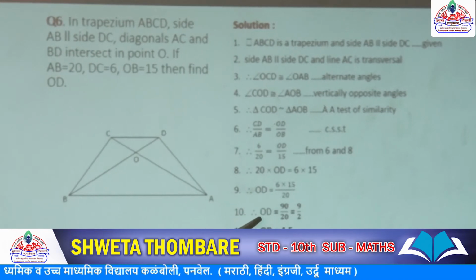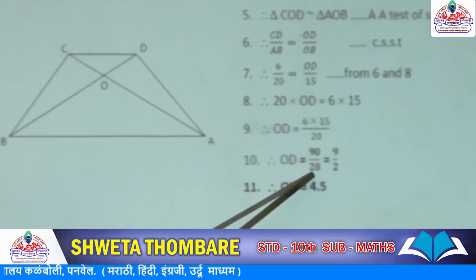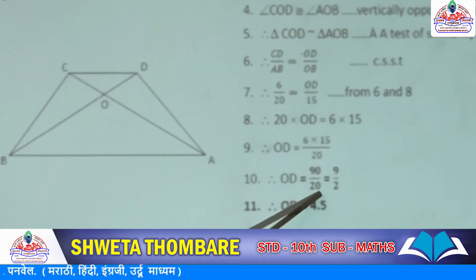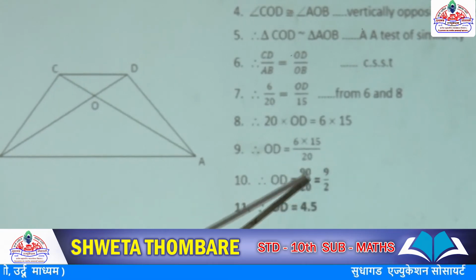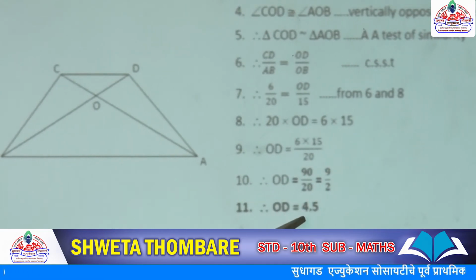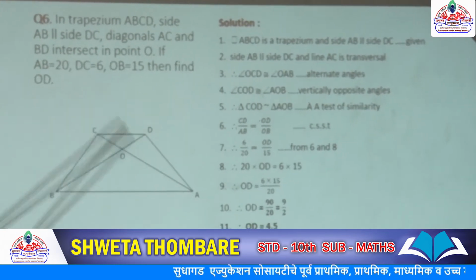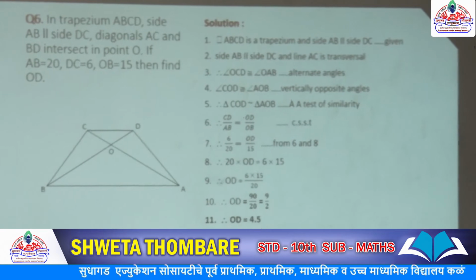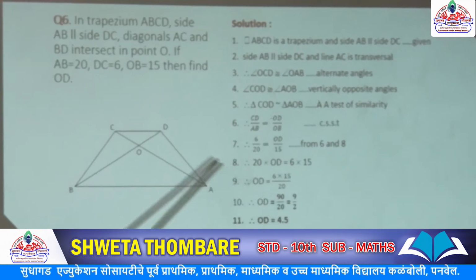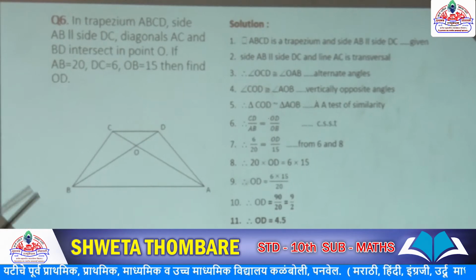So here we are getting OD is equal to 15 6s are 90 divided by 20, 0 0 get cancelled. What is remaining here? 9 upon 2. If we divide, you will get OD as 4.5. So this is your answer. So in this way we are getting the length of OD as 4.5 units. Okay. So in this way we can solve this question number 6.